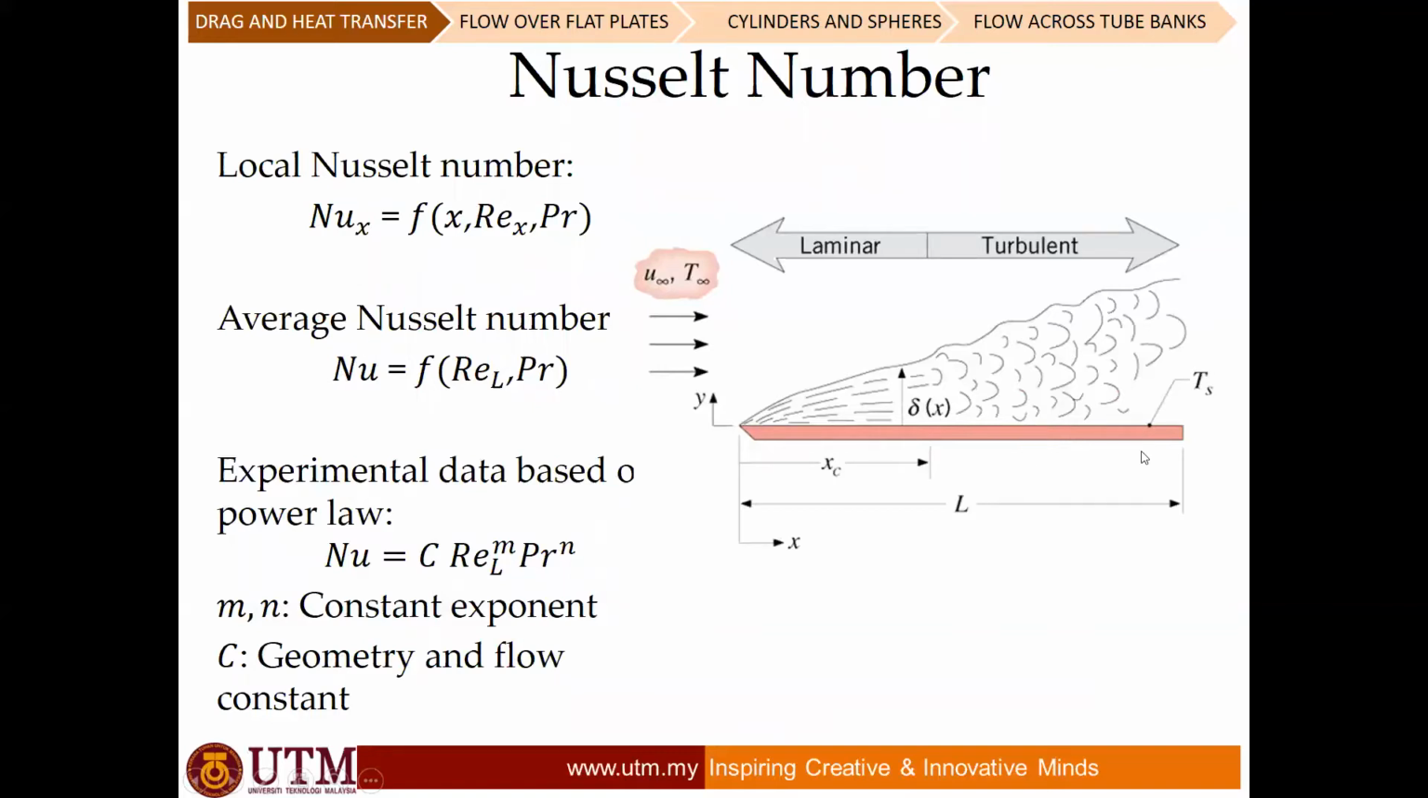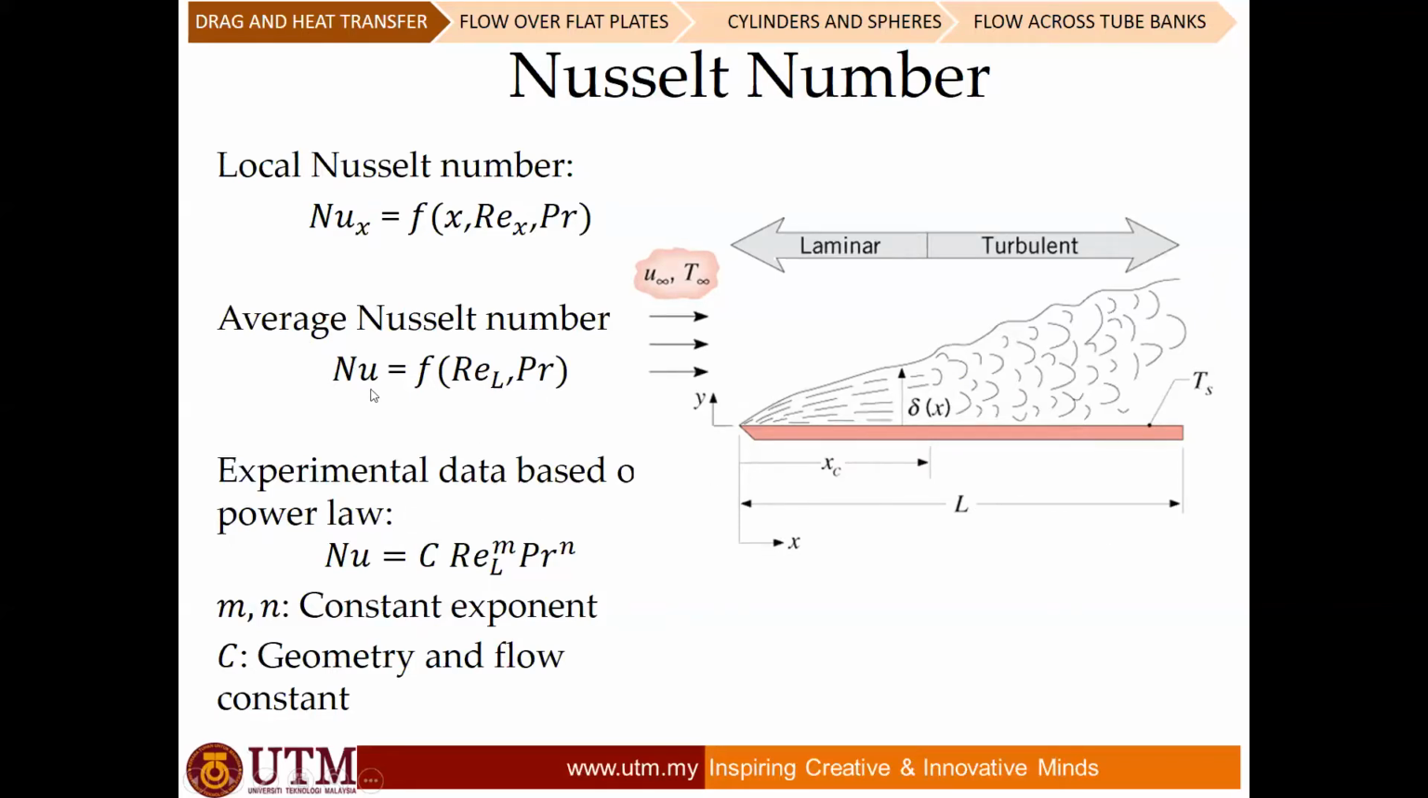But sometimes your plate is very short, so you don't want to consider the local Nusselt number. Basically the Nusselt number over here is different, and over here is different due to different flow regime. This is laminar and that is turbulent. So you can also take just the average Nusselt number by calculating it over the length, with the Prandtl number. In this case, we have just Nu without x because we are taking the average. But most of the time, we are taking the average.